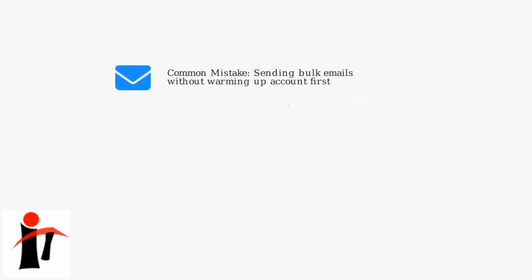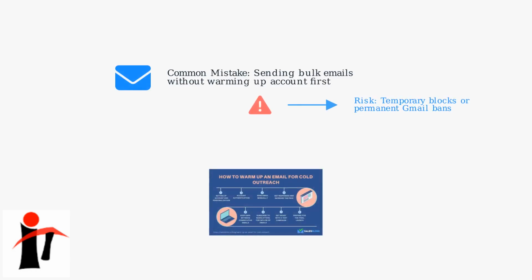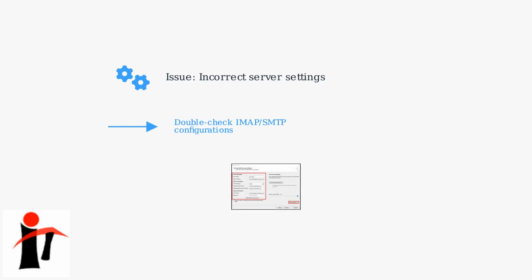A common mistake is sending bulk emails without warming up your account first. This can lead to temporary blocks or permanent bans from Gmail. Always warm up your email account gradually to build reputation. Another issue is incorrect server settings. Double-check your IMAP and SMTP configurations to ensure they are accurate. Use the proper server details and authentication.